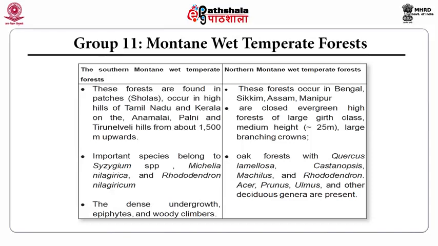We discuss the northern mountain wet temperate forests. These northern wet temperate forests occur in Bengal, Sikkim, Assam, Manipur and are closed evergreen high forests of large girth classes, medium height, large branching crowns. The oak forests are a characteristic of these northern wet temperate forests.